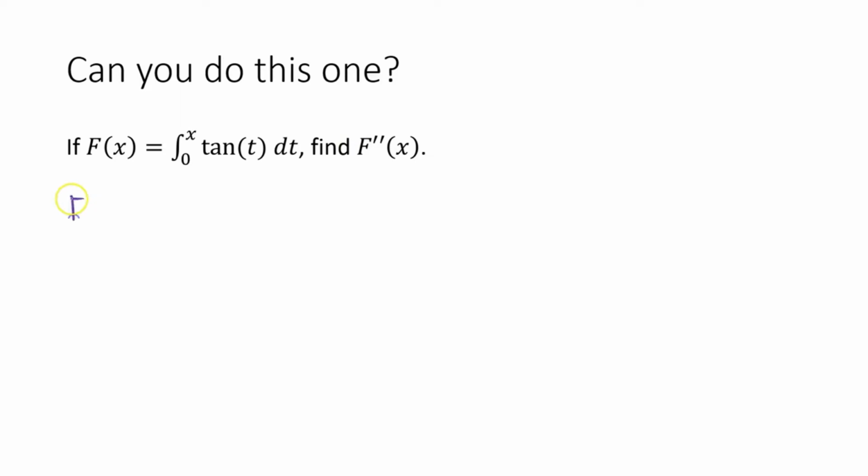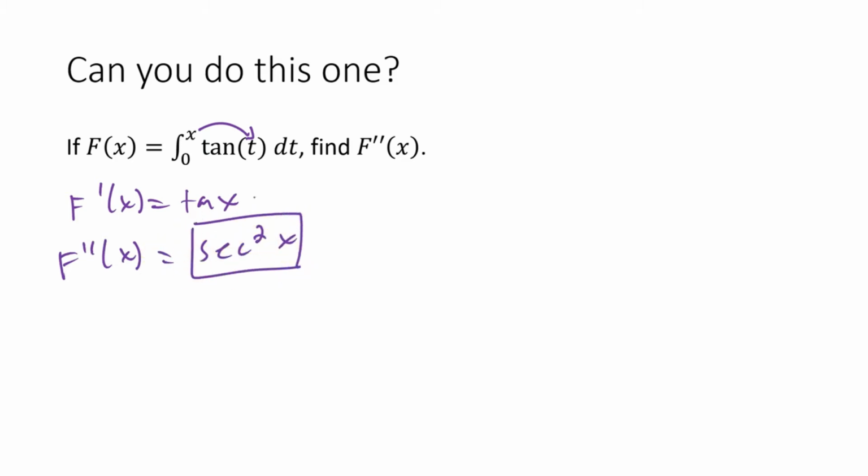First thing we need is f prime of x. Well, that's the derivative of the accumulation function, so we just dump the x right in there. So that is going to be tangent of x. The second derivative then, well, we just take the derivative of tangent, which is secant squared x. And that's your answer. Second derivative of the accumulation function: first one's just tan because you just dump it in, the second one gives you secant squared.